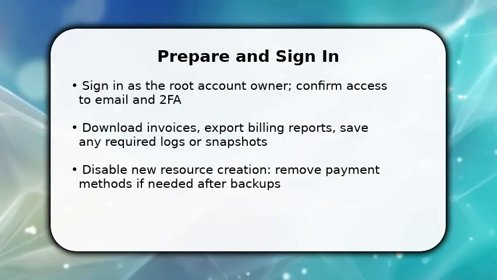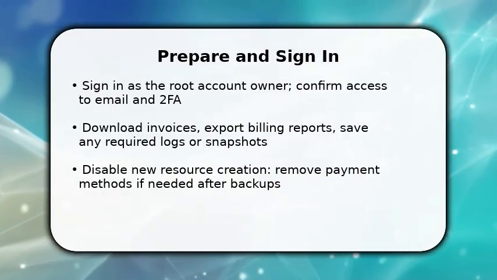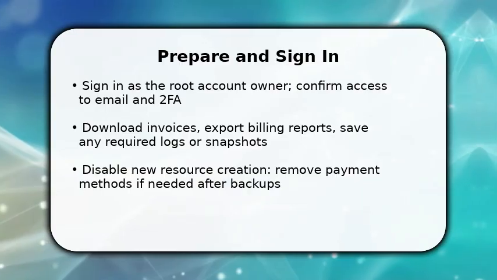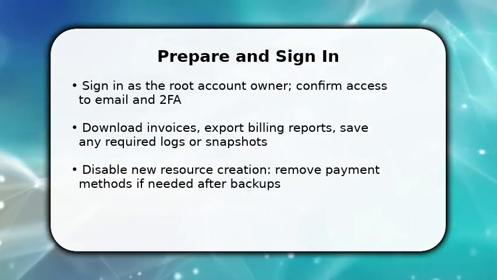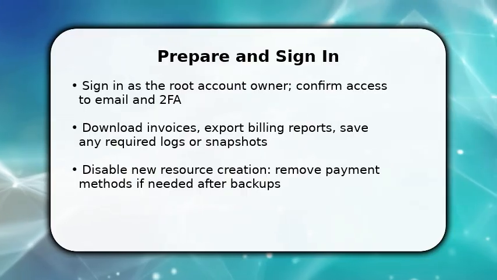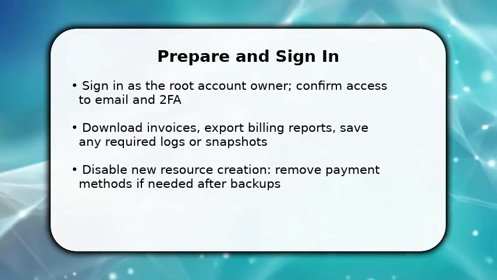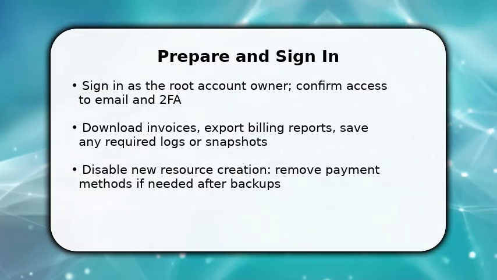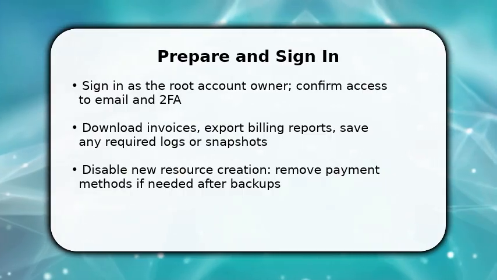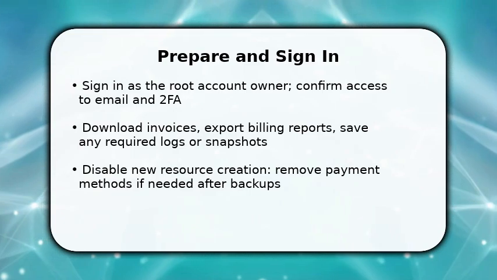You start as the root account owner because only you can close the account. First, export invoices, billing reports, and any config snapshots so you have records. Once done, stop creating new resources and note active services. Next, make sure billing and tax info is accurate and that you can access the root email and MFA device. These steps avoid surprises. Once you've confirmed exports and access, go to the console to begin resource cleanup.